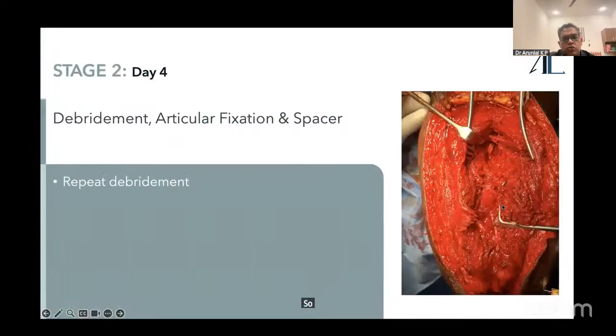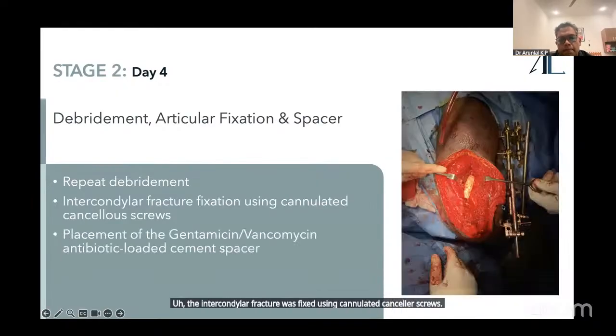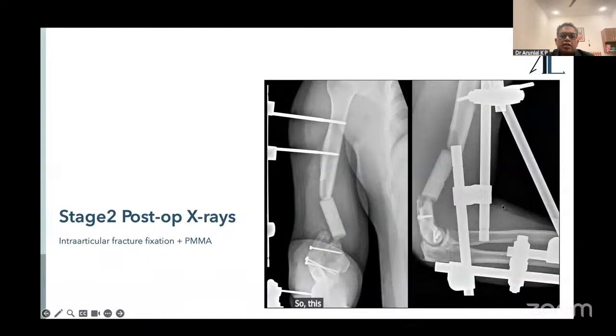So my stage 2, I did on day 4. I debrided it again, and the intercondylar fracture was fixed using cannulated cancellous screws. I placed an antibiotic loaded cement spacer in the bone gap. So that was done on day 4. And this was the stage 2 postoperative X-rays.